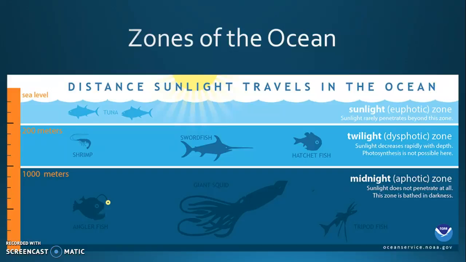The middle area of this picture indicates sea creatures living in the twilight zone. Light becomes dim below 200 meters. The twilight zone reaches from here down to about 1,000 meters deep.